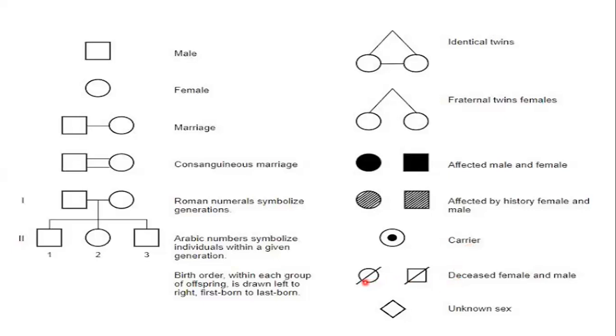Then here is a circle symbol in which a diagonal line crosses it, and similarly a square with a diagonal line, indicating the deceased female and male, meaning they are not alive. To represent unknown sex, a diamond symbol is used.